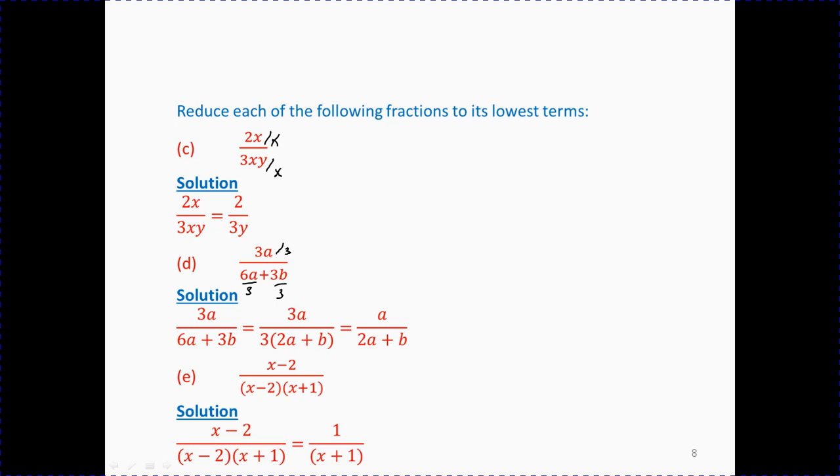Well, in example E, I have x minus 2 over x minus 2 plus x times x plus 1. Now, obviously, x minus 2 can be cancelled with x minus 2. What is left? 1 over x plus 1. So, in this case, the simplification gives 1 over x plus 1.